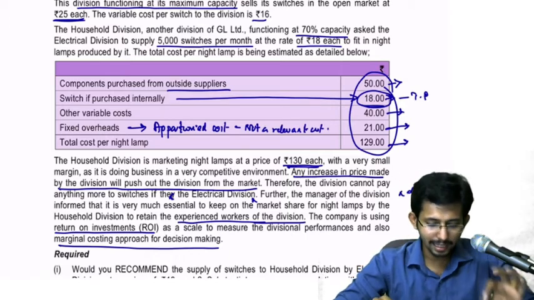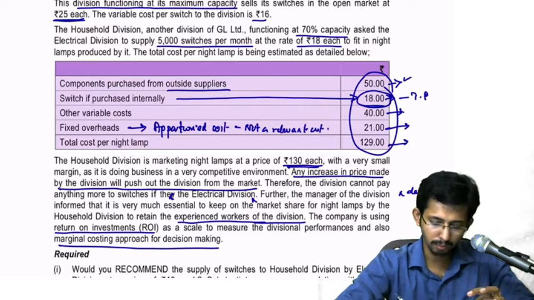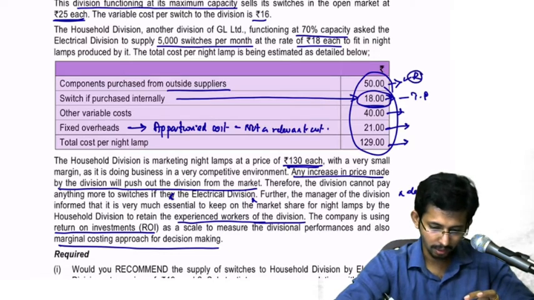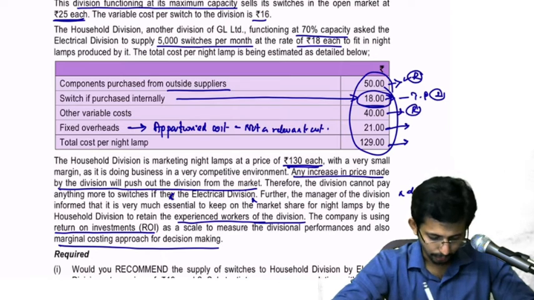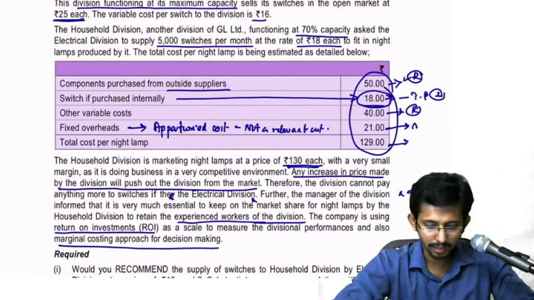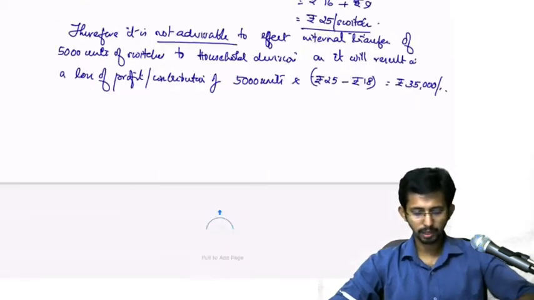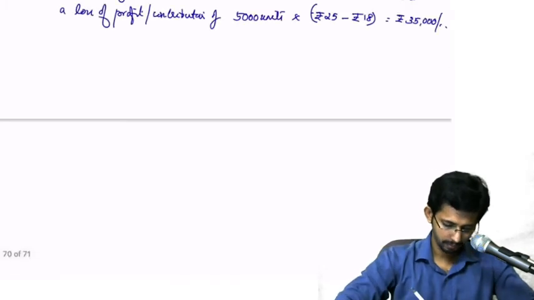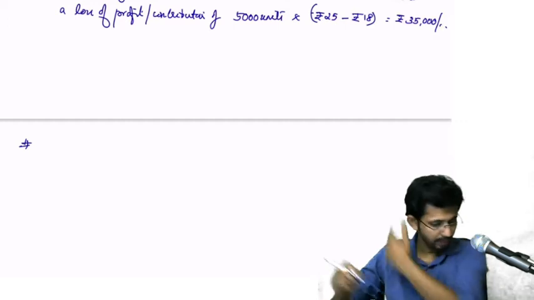So what is the net relevant cost out of this? It will be 50 rupees, which is an out of pocket expense, so it is relevant. Then out of that, 2 rupees is relevant because that is nothing but the margin. Then 40 other variable costs, this is relevant. Then fixed overheads, it is not relevant. And what is the selling price? Rupees 130. So we will do one thing, we will find out the benefit to the company.